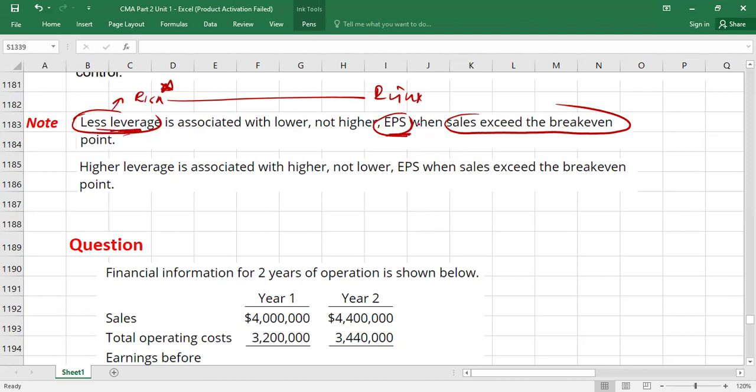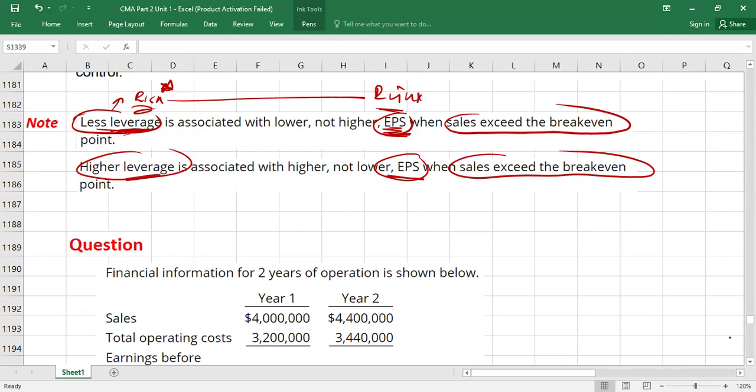On the other hand, if the company is a highly leveraged firm, it will have high earnings also, high EPS also. But this will happen only when sales exceed the break-even point. So simply remember: high risk, high return; low risk, low return. Understood? Here risk was low, return is low. Here risk is high, return is high. Simply. But what is the condition? Sales must exceed the break-even.